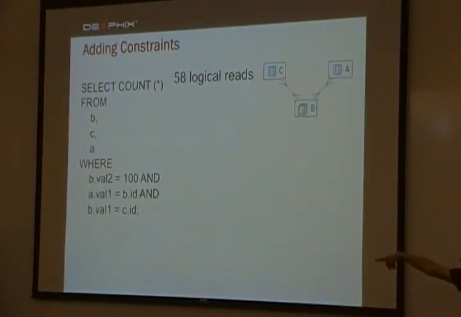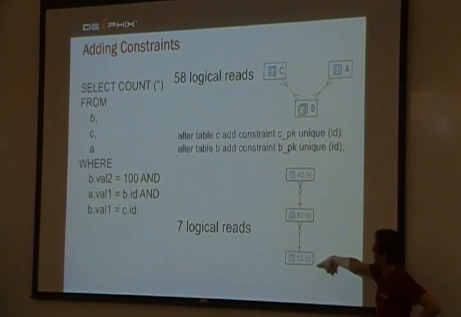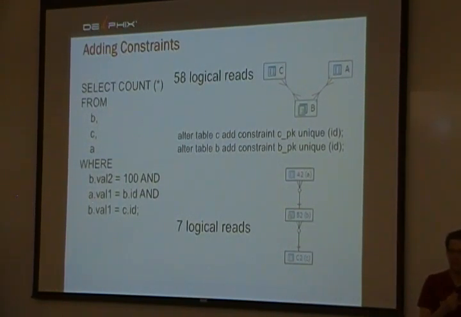So here's the query. This is in Oracle. It did 58 logical reads. It's a small data set. I didn't change any of the data, I just added a constraint. And now Oracle does the same query in 7 logical reads. That's the only change I made. So not only is it difficult for us, it's difficult for the optimizer, although the optimizer has an easier time with it than we do.